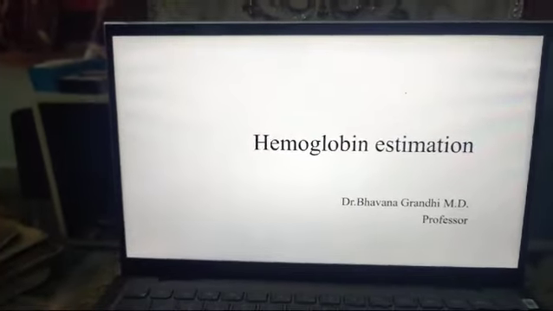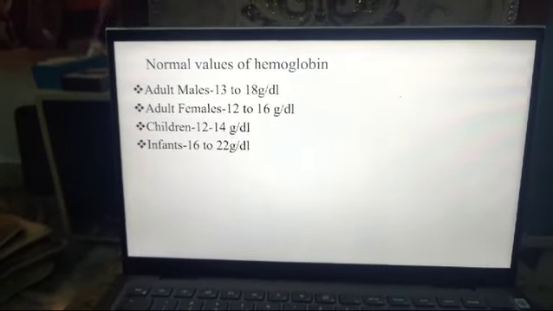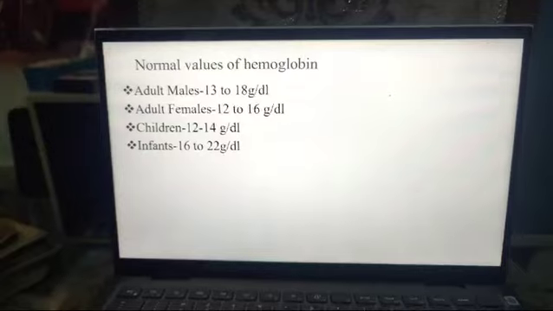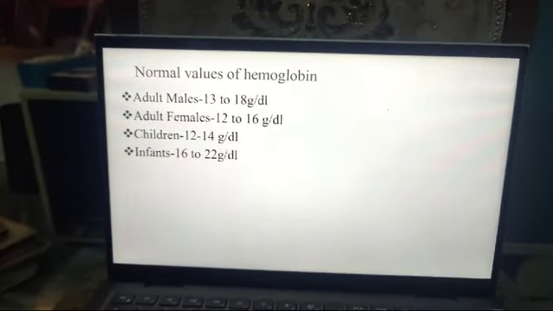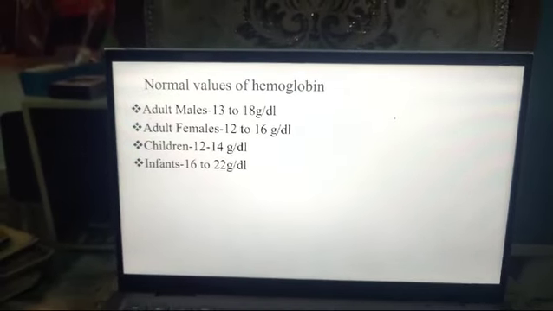Hemoglobin estimation. The normal values of hemoglobin in adult males are 13 to 18, adult females 12 to 16, children 12 to 14, infants 16 to 22.